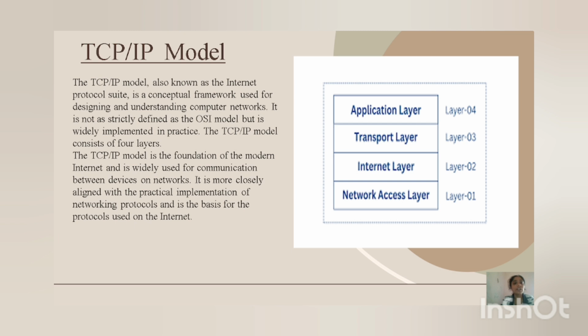The TCP/IP model has four layers. The layers are network access layer, internet layer, transport layer, application layer. The TCP/IP model is the foundation of the modern internet and is widely used for communication between devices on networks. It is more closely aligned with the practical implementation of networking protocols and is the basis of protocols used on the internet.